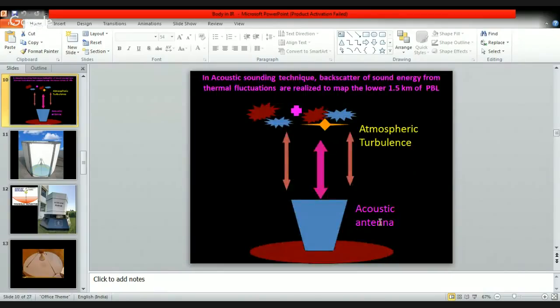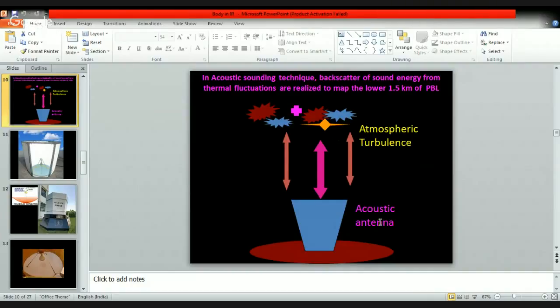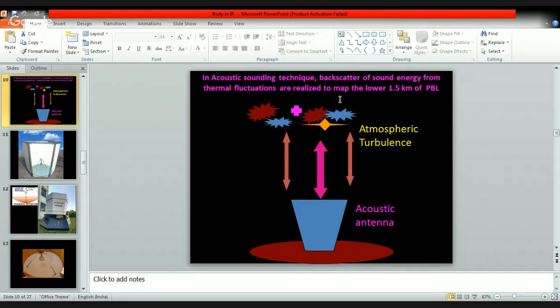Exactly in a similar fashion, because today everybody knows ultrasonics. In the case of ultrasonics, we are transmitting a pulse of sound, or what we call ultrasonic sound, into the interior of our body. In my case, I am transmitting a powerful pulse of sound into the atmosphere. And once this pulse goes up into the atmosphere, it will interact with the molecules present in the atmosphere.